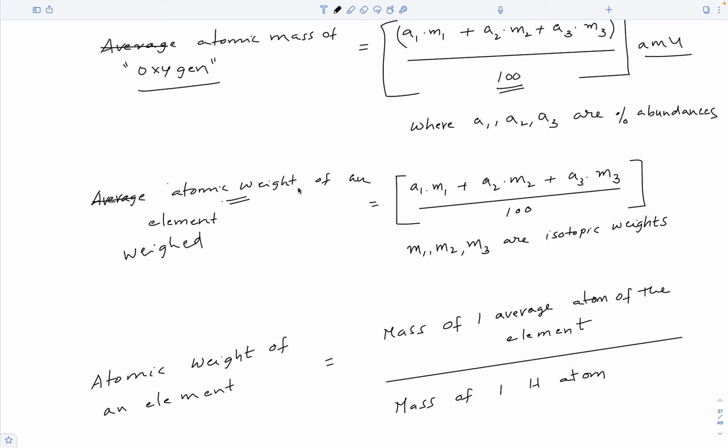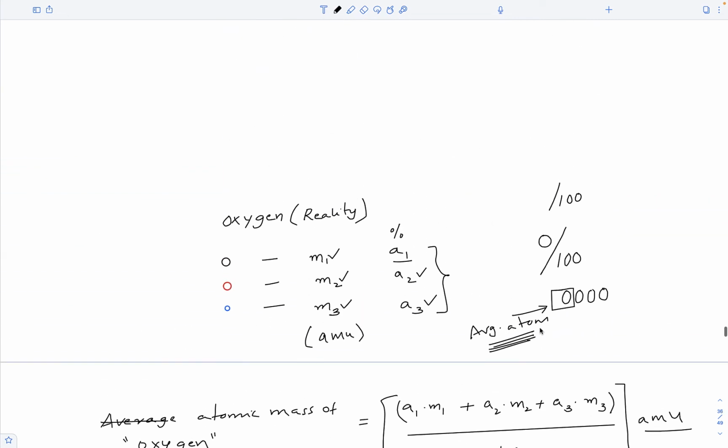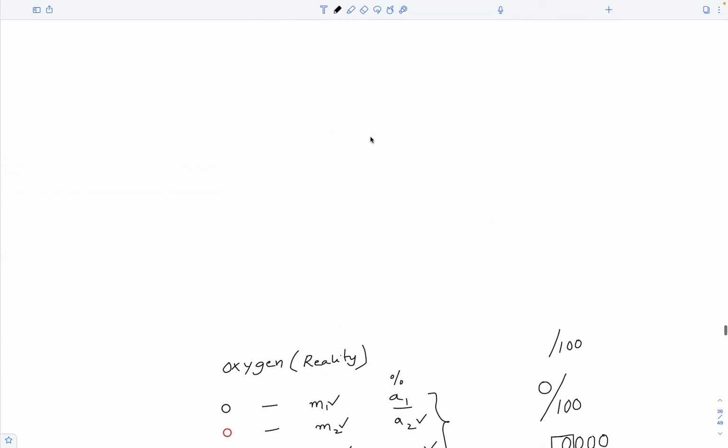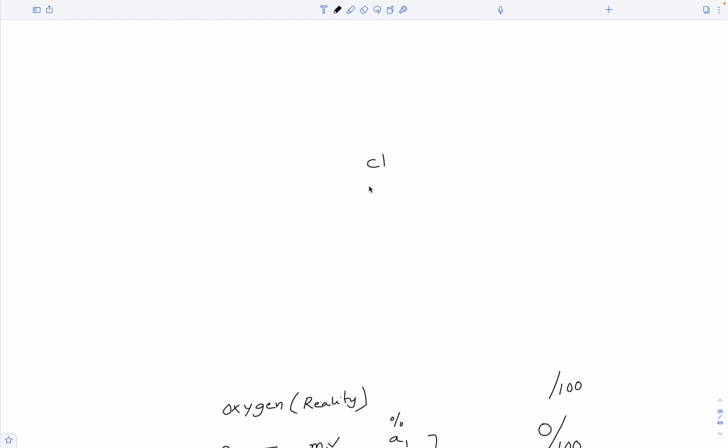So average atomic weight, or simply atomic weight of an element, is the weighted average of isotopic weights of different isotopes of that element, calculated taking into account their percentage abundances. Don't say it is m1 plus m2 plus m3 over 3. This would be wrong. Atomic weight of an element is a weighted average. And we shall understand this average atom more clearly with the classic example of chlorine.